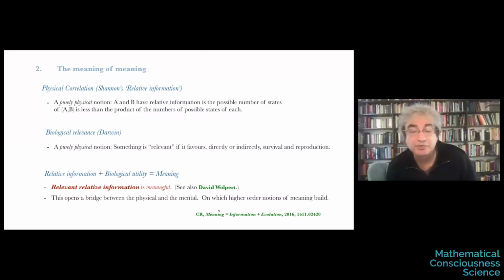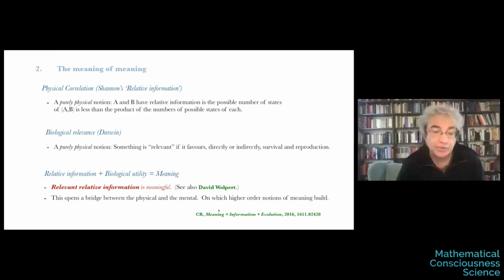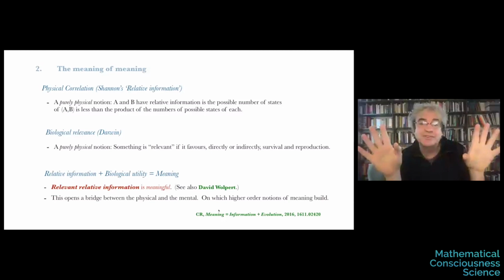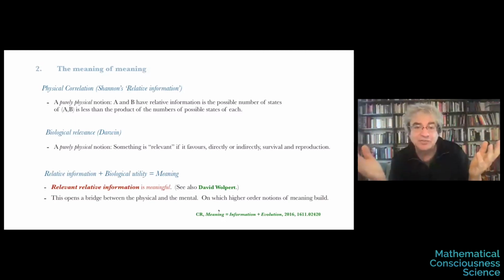information if you talk in terms of probability: the probability distribution of the couple AB is not the product of the distribution of A and the distribution of B, which are the marginals of the coupled probability distribution when you fix A and B. All right, so this is correlation, it's purely physics, and of course nothing to do with meaning so far.